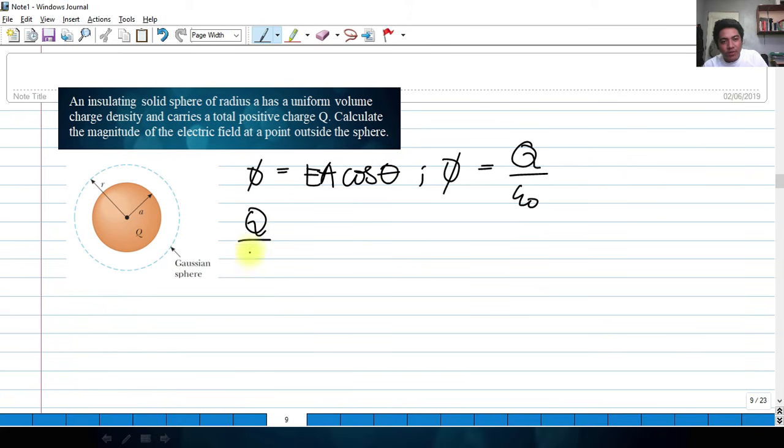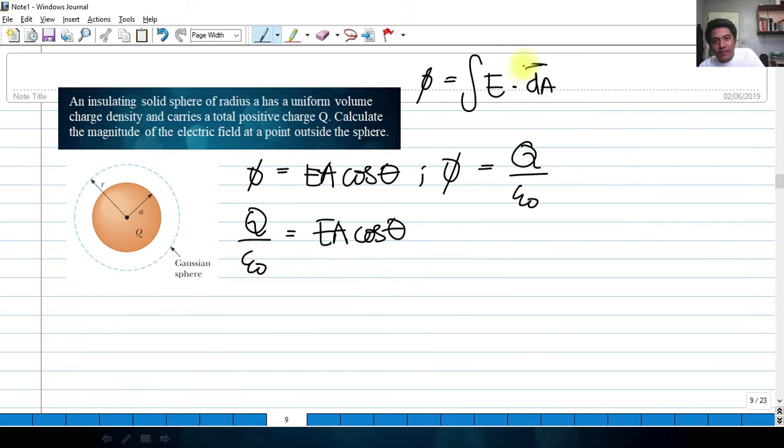Have this as Q over epsilon sub 0. That should be equal to EA cosine of theta. Well, actually, our flux should start with the integral of E vector dotted with dA, so simply we can get EA. So, what are we going to do? We have here Q over epsilon sub 0.